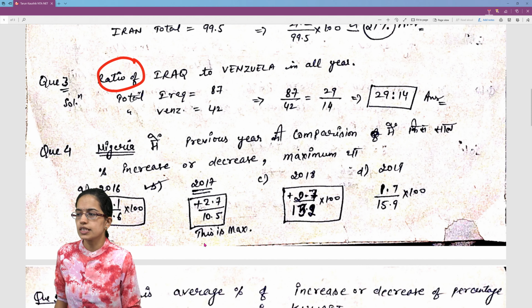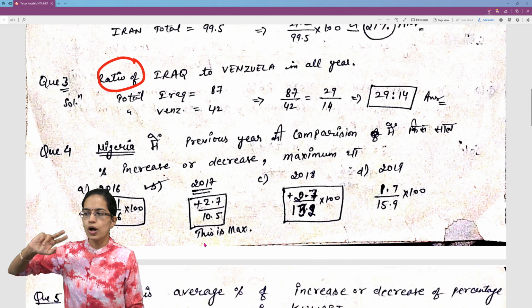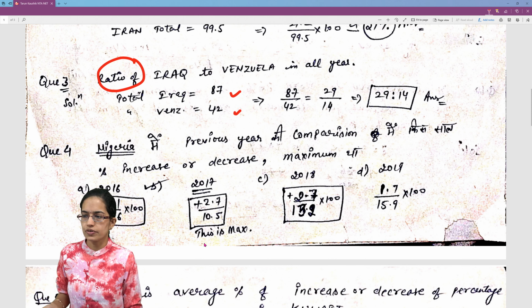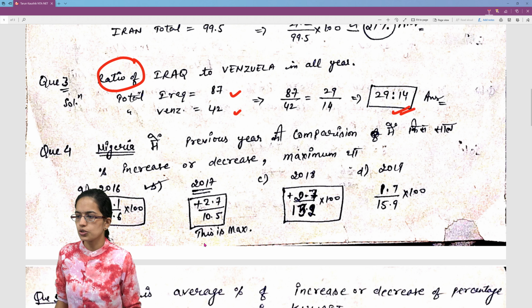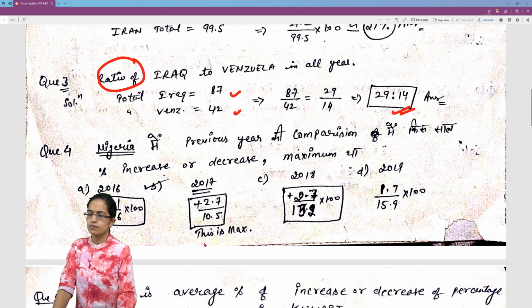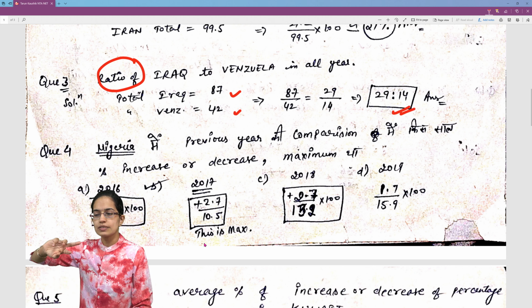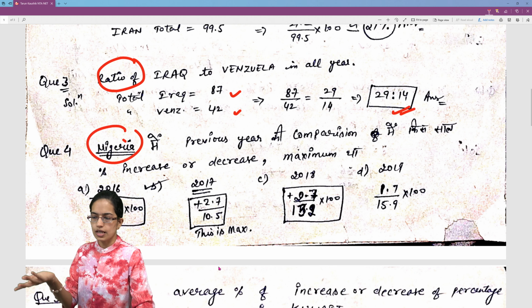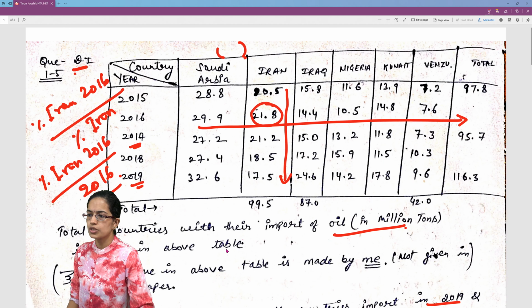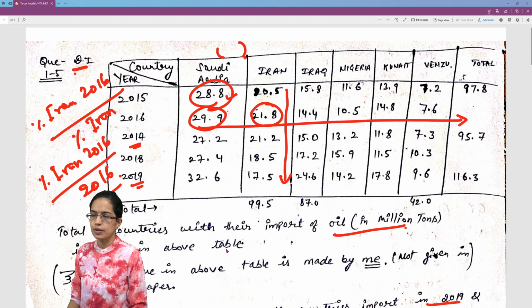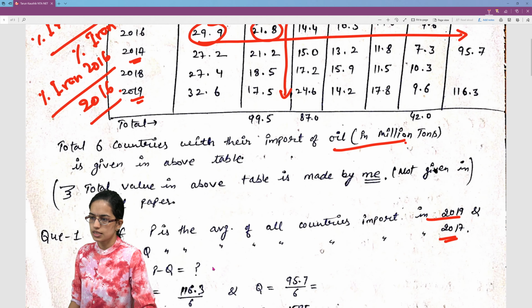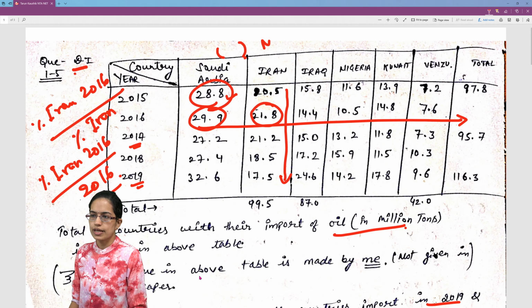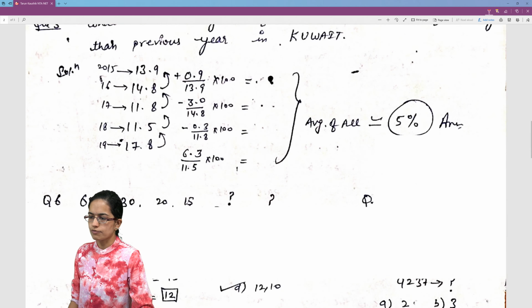Then there were questions in DI relating to ratio. So you have to find out the total of Iran and Venezuela, let's say, and find out the ratio. And then there was a similar question on how much percentage increase has been seen, let's say, in the country of Nigeria over the last year. So you have to take the current value minus the previous value, divided by the previous value, which would give you the percentage increase. So new value minus the old, divided by old, into 100, as simple as that. So that's what you have to remember here.